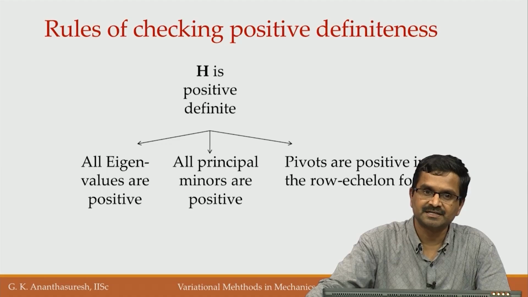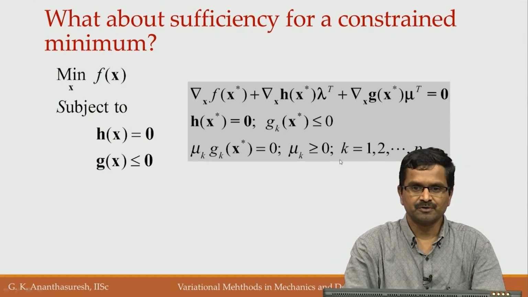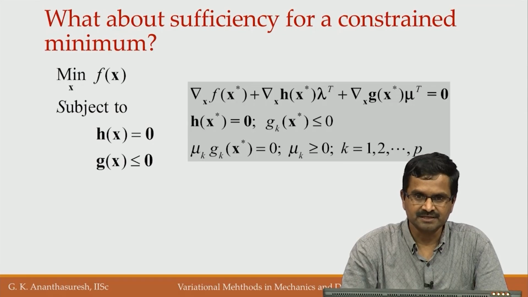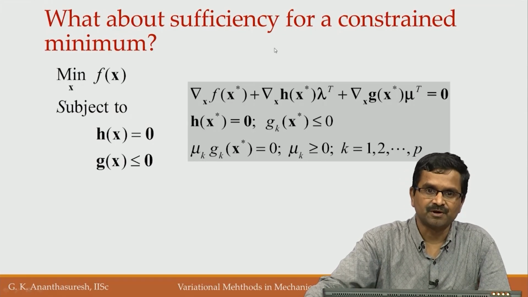that is, unconstrained minimization. Now, if you consider a problem which is constrained, whose necessary conditions, the so-called Karush-Kuhn-Tucker conditions, we discussed in the last lecture and a little bit today, what about the sufficiency of such a problem?